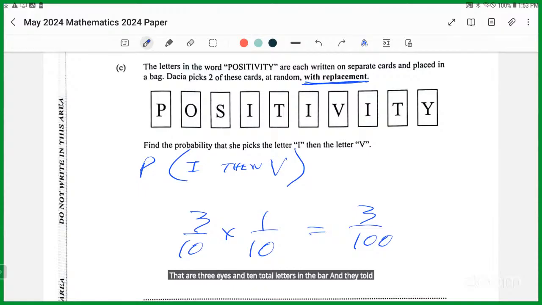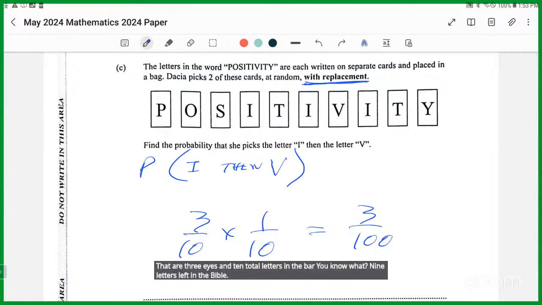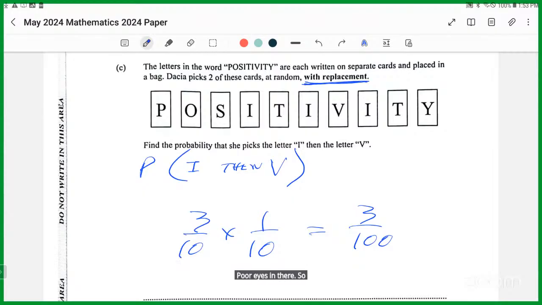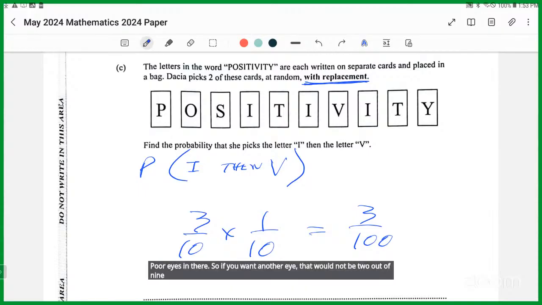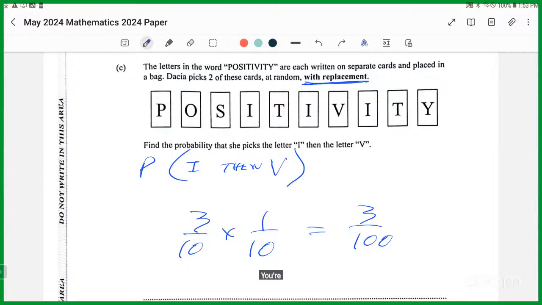The I is gone, so you have 9 letters left in the bag, with 2 I's in there. So if you want another I, that would now be 2 out of 9. But if you want a V, that's going to be 1 out of 9. There's only 1 V in the bag. You took out the I already with the 3 out of 10 probability, and you have reduced the total number of letters in the bag to 9.